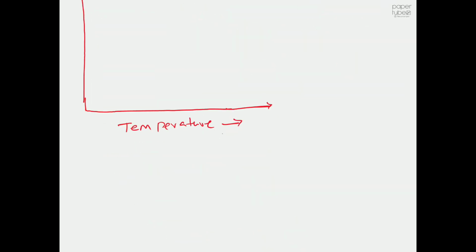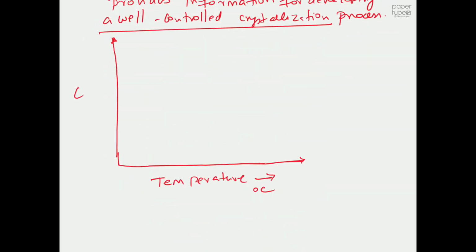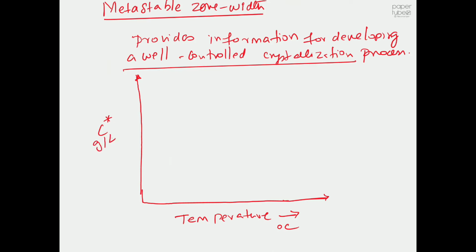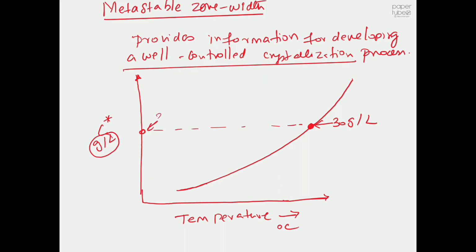So you have temperature on the x-axis, expressed in degrees centigrade, and solubility concentration on the y-axis, expressed in grams per liter. So let's draw our solubility line. As I said, the solubility line says that your solubility is increasing with respect to temperature. Let's give some numbers. This is 30 grams per liter. If we draw a line here, you will read 30 grams per liter, which is the amount that you can dissolve at 40 degrees centigrade.